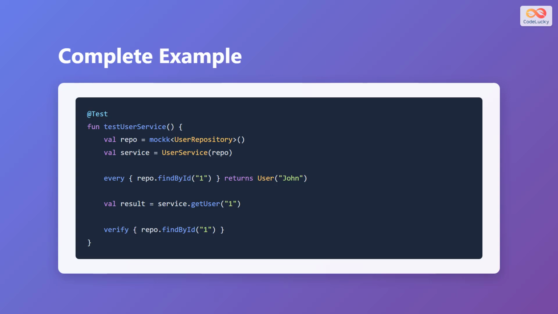The test then calls the getUser method on the service with that ID. Finally, it uses verify to confirm that the findById method was indeed called with the correct argument. This pattern of arrange, act, and assert is common in unit testing, and MockK makes each step clear and concise.